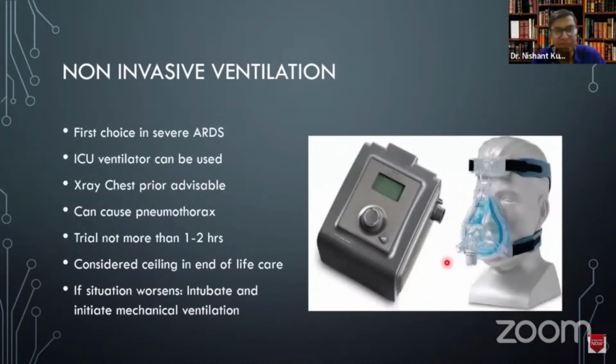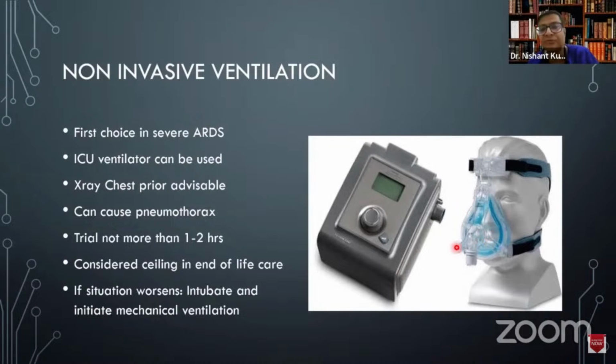So again, this is the first choice in severe ARDS. ICU ventilators can be used nowadays. They have this mode, or the pressure support or the spontaneous mode can actually work as a BiPAP. A chest X-ray is advisable because it can cause pneumothorax, and trial not more than 1 to 2 hours. It is considered the ceiling in end-of-life care, and if the situation worsens, please move on to invasive ventilation. Now, again, a word of caution.